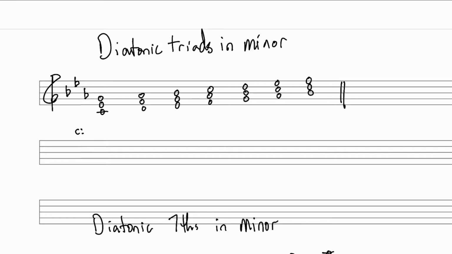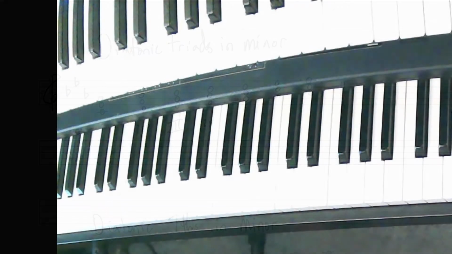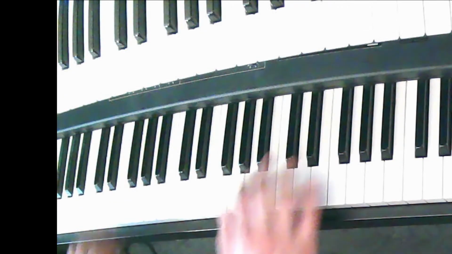So the 1 chord is minor, 2 chord is diminished, 3 chord is major, and the 4 chord is minor. Now, for dealing with this tricky subject of the 5 chord, I'm going to switch over to, for better or worse, my little piano cam here.